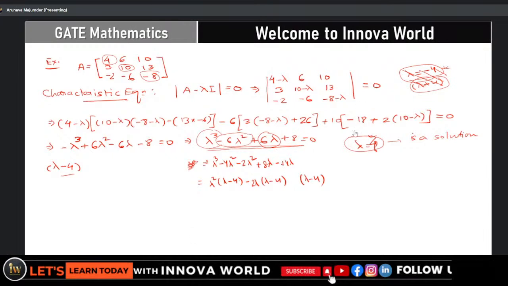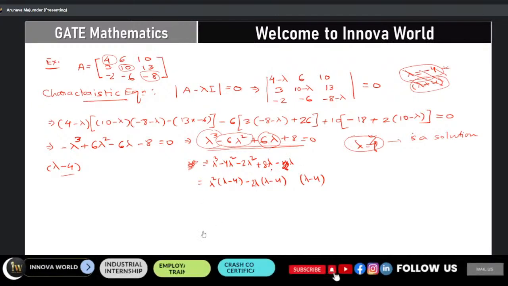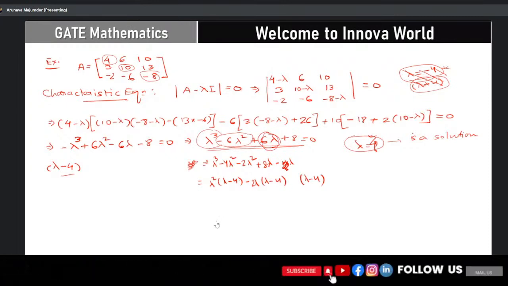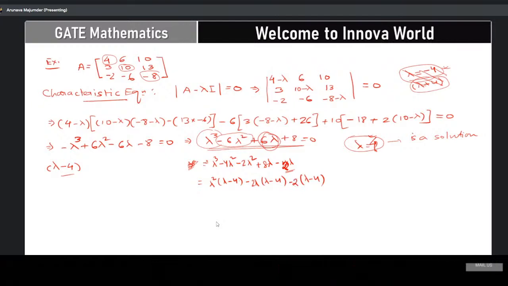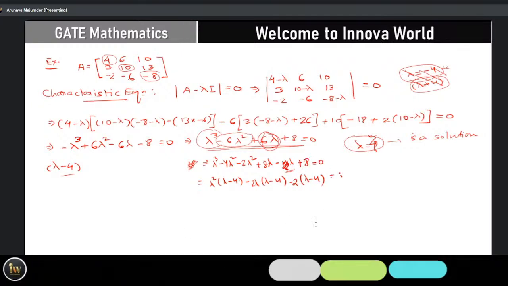2 lambda. So minus 2 lambda. Okay, so minus 2 lambda means 8 minus 2, it is 6 lambda. We will be getting 6 lambda, 8 minus 2. And again, to balance this 2 lambda, I am multiplying by minus 2 here. So it becomes minus minus plus 8 equal to 0.